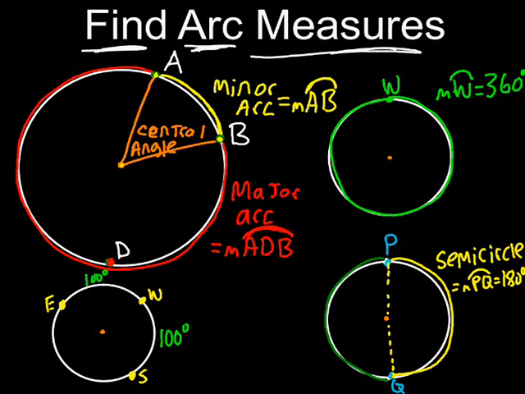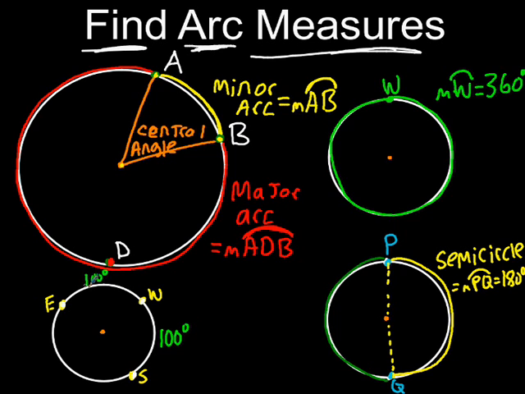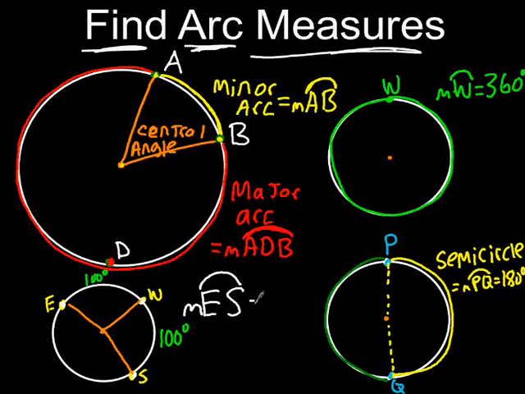Let's have a little example here. Let's say that we have this point E, and we have this point W, and this point S. E to W is 100 degrees, W to S is 100 degrees. What is E to S? We can draw central angles here. So E to S, I find the measure of arc ES, and the whole thing is 360 degrees.